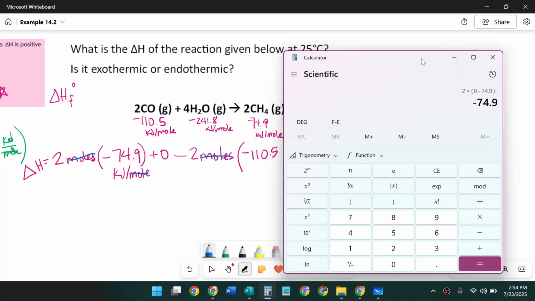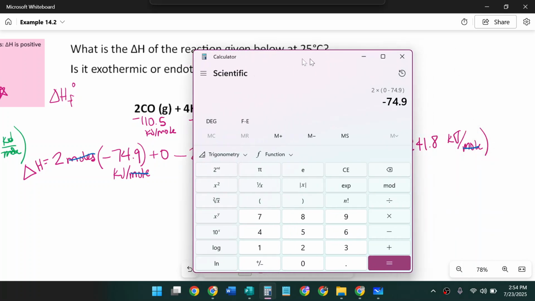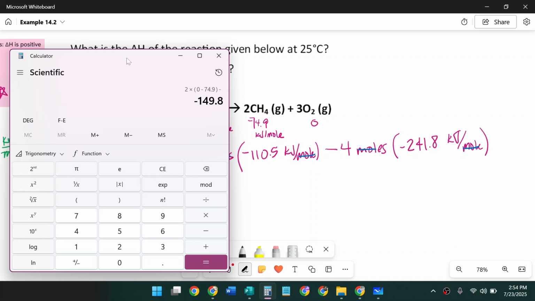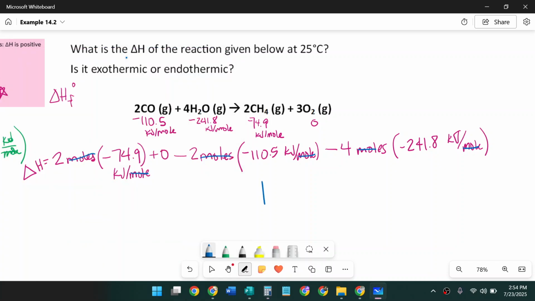I tried to download a scientific calculator to make these videos easier, but I just did not like any that I found. 2 times parentheses negative 110.5 minus 4 times parentheses negative 241.8. All right, there we go. And we're going to keep all of those because we need it to the 10th place. That is the 10th place. So 1038.4. That's in kilojoules, and that is our change in H for this formula.